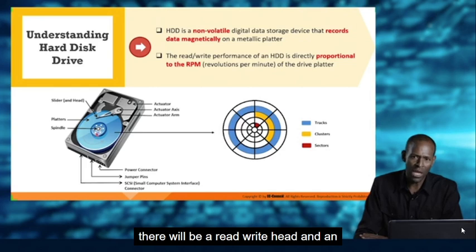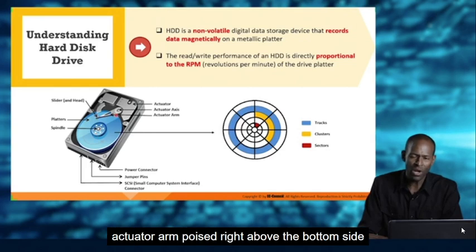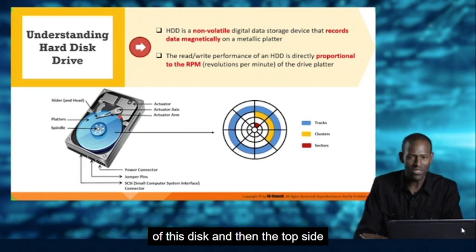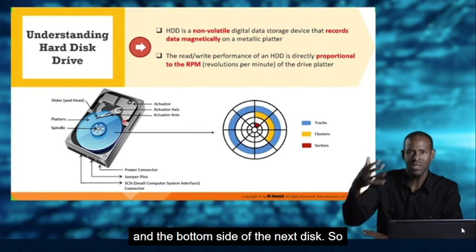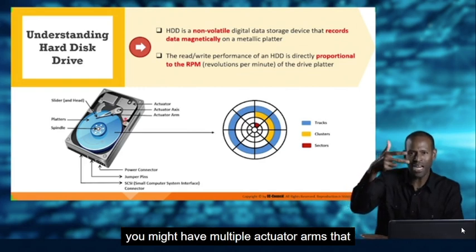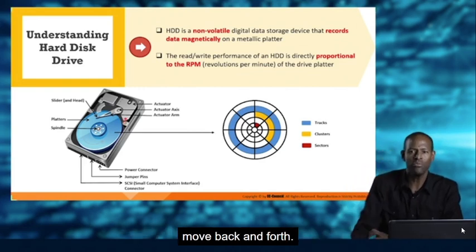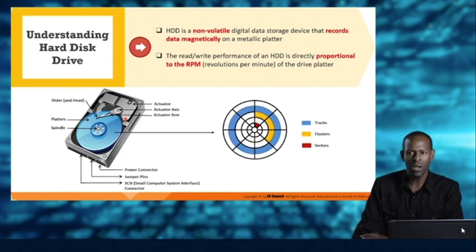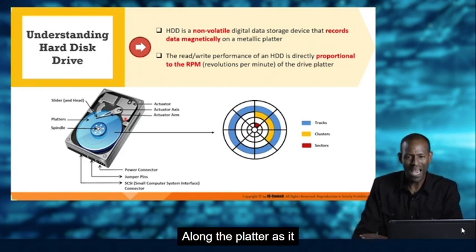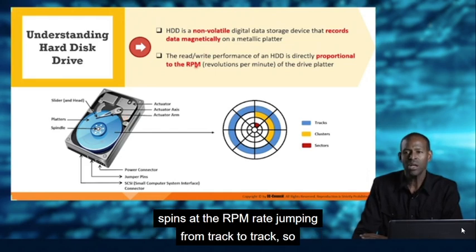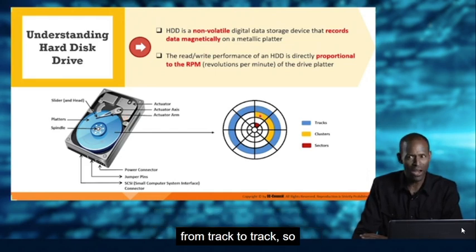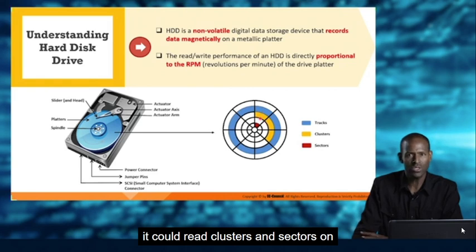And there will be a read-write head and an actuator arm poised right above the bottom side of this disk, and then the top side and the bottom side of the next disk. So you might have multiple actuator arms that move back and forth among the platter as it spins at the RPM rate, jumping from track to track so it could read clusters and sectors on the disk.